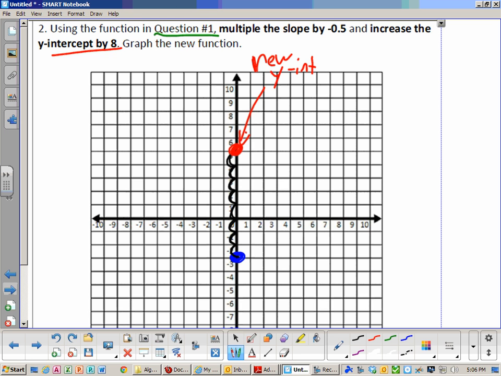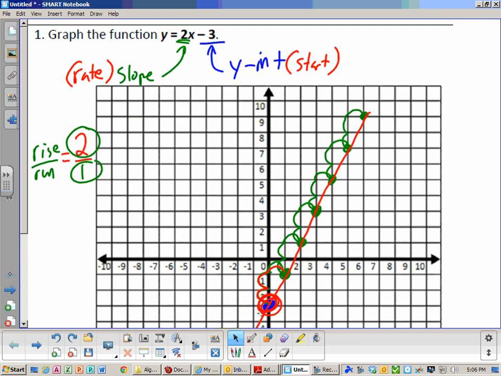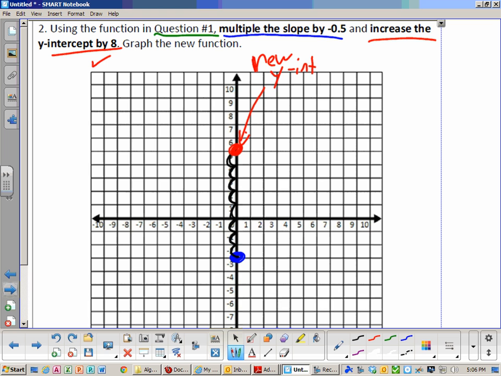Right? Y-intercept increased by 8. Done. So now that we've increased the y-intercept by 8, now we need to multiply the slope by negative 0.5. Now look at the slope before. The slope before was 2. Right? That was your slope before, 2. So now we're going to grab that 2, and we're going to multiply it by negative 0.5.